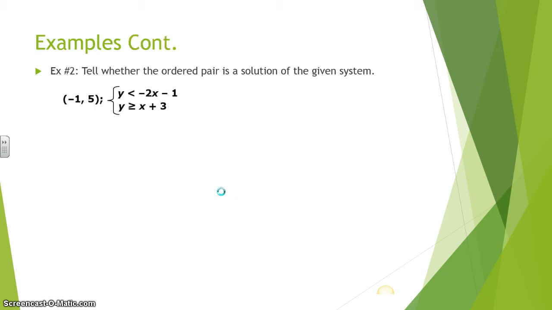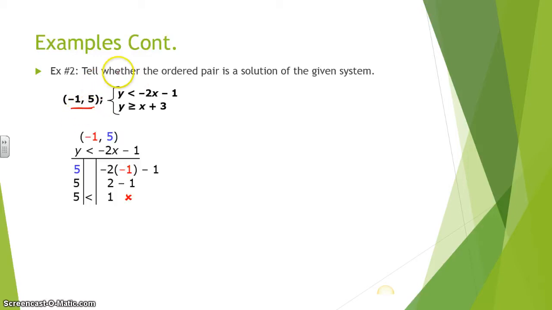Our next example, a similar situation: tell whether the ordered pair is a solution of the given system. Here we're given the ordered pair (-1, 5) and two separate linear inequalities: y is less than -2x minus 1, and y is greater than or equal to x plus 3. We first substitute (-1, 5) into the first inequality. So y, which is 5, is less than -2 times x, where x is -1, minus 1.